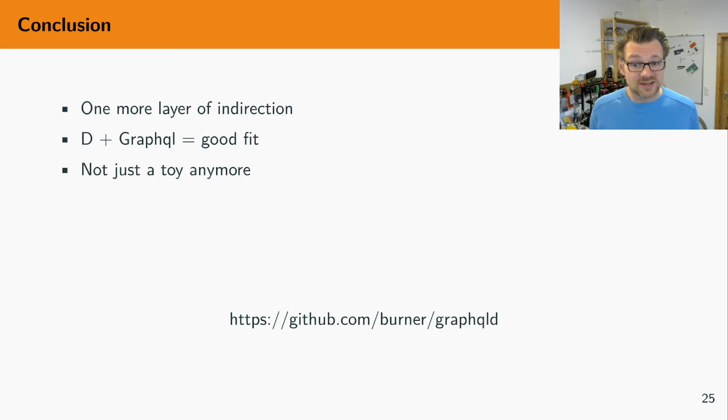Concluding, it can be said again that one more layer of indirection is basically the solution to all the problems. D plus GraphQL is a good fit, especially with the introspection we have in D. Creating much of the boilerplate for GraphQL was quite easy. It's basically after you have written one function to iterate the members of a struct, you have won the game. And also, it's not a toy anymore. This is actually used in production for Symmetry Investments for one of our internal projects.